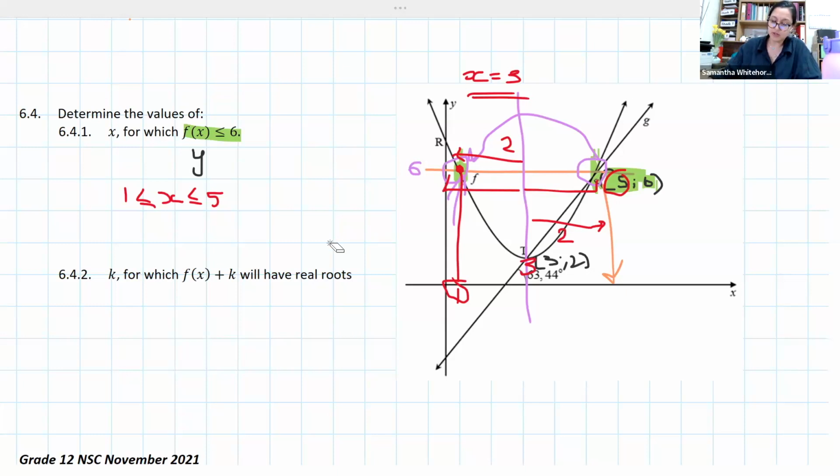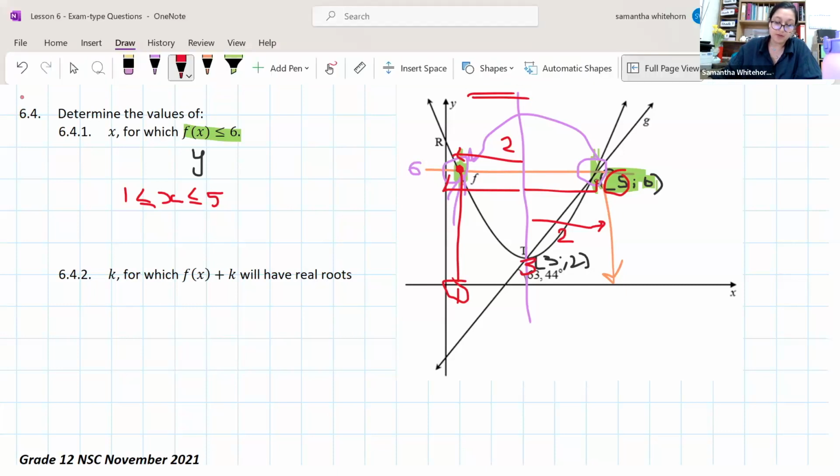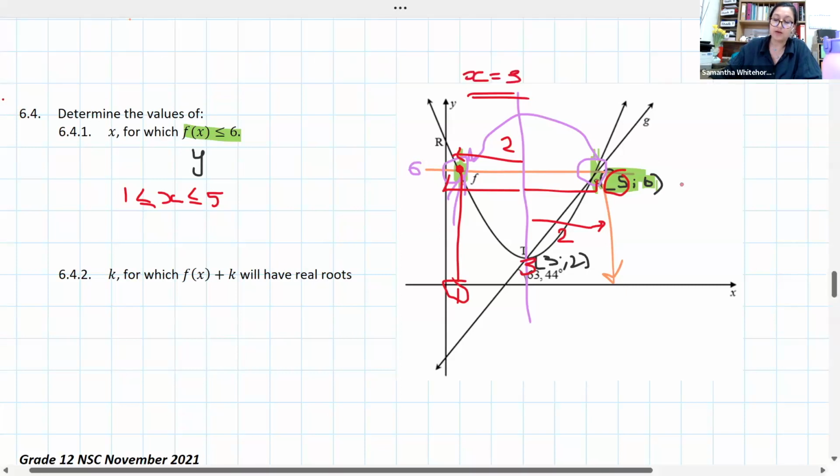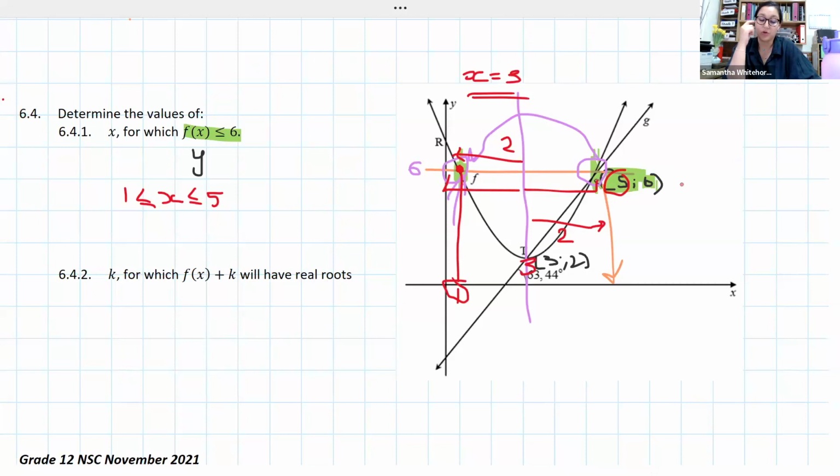All right, the second question says, determine the values of k for which f of x plus k will have real roots. To do this, there are a couple of things we need to be reminded of. Before we do this, I want to take all the scribble off my graph. If you want to take a screenshot of those scribbles to go with 6.4.1, you can, and then I'll explain this next one.